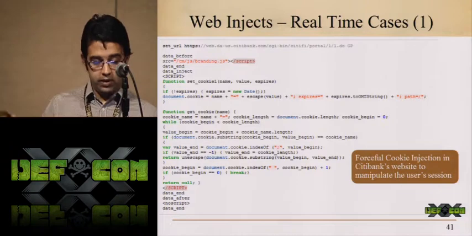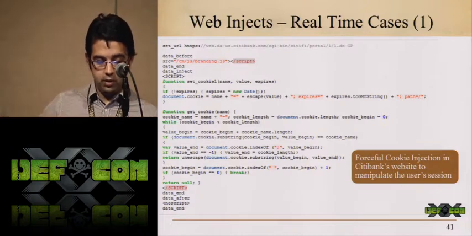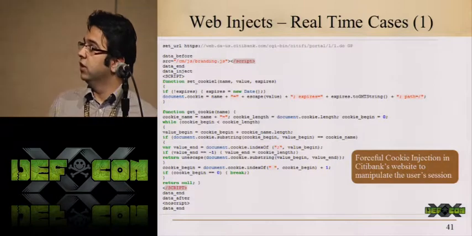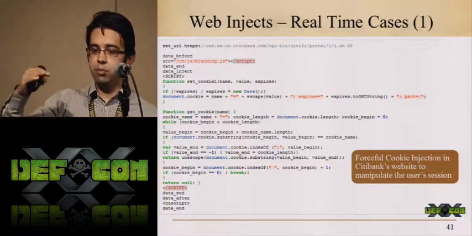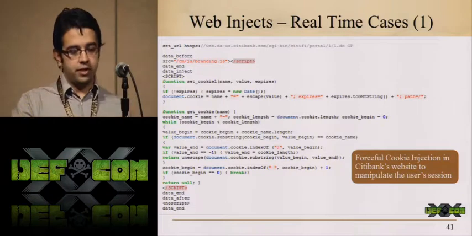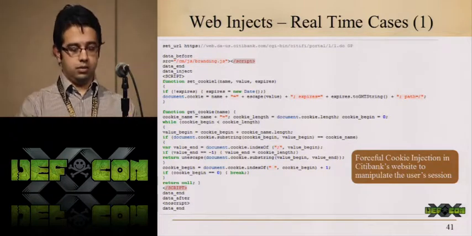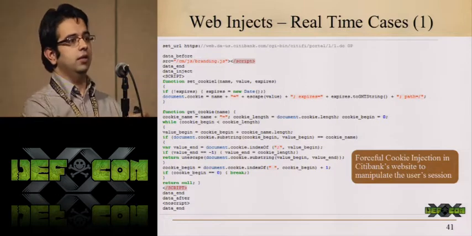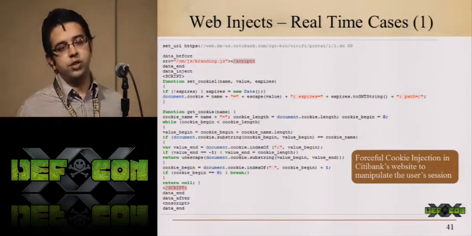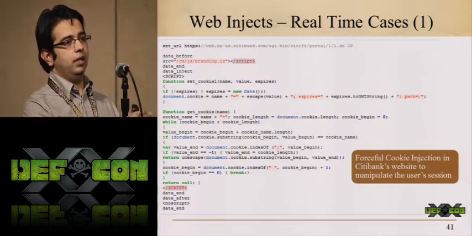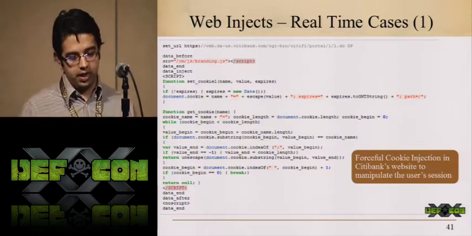If you see on the data before, it is the data before tag, so there is a branding.js file. That code will remain there, and the bot will inject the code after that, and then put a script tag at the end. So this payload actually looks inline to the user. The user is not going to look at the JavaScript code, but this will get executed inline when a user accesses a Citibank website.